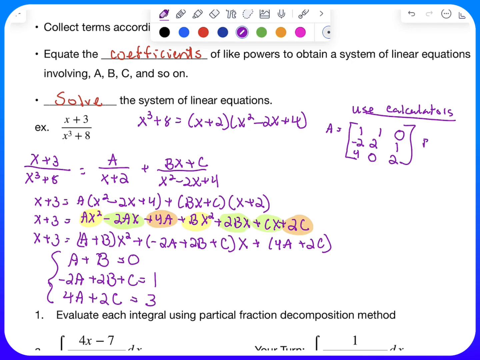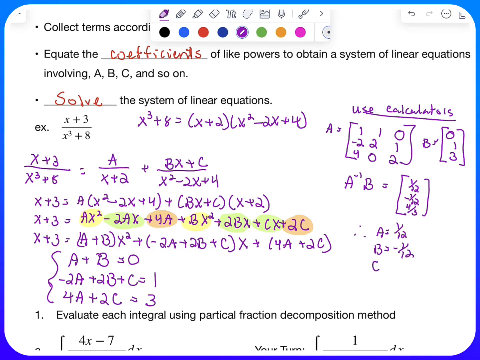And then I'm going to set that equal to my B, which is going to be my answer matrix of 0, 1, 3. And then I'm going to punch in my calculator, after I put this matrix in my calculator, the inverse of matrix A times matrix B. And when I do this, my calculator gives me 1/12, negative 1/12, and 4/3. And so the conclusion is that A is equal to 1/12, B is equal to negative 1/12, and C is equal to 4/3.